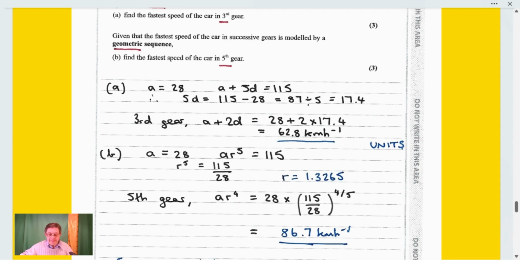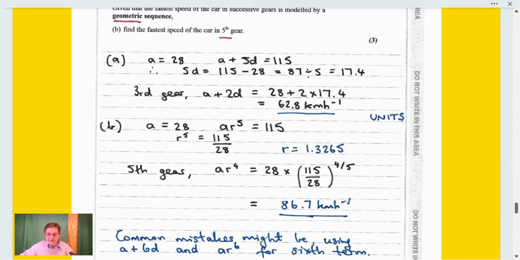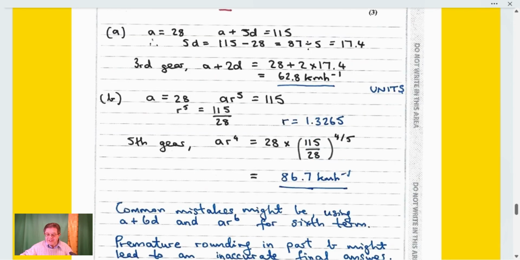Part B of the question, we're doing the same thing except treating the sequence as geometric. So the first term A is still 28. The sixth term, AR to the 5, is 115. So R to the 5 is 115 over 28, which is 1.3265 to 4 decimal places. So the fifth gear will be AR to the 4, which turns out to be 86.7 kilometers per hour. That's not exact. What degree of accuracy do we require? Well, it says on the front of the paper, 3 significant figures unless stated otherwise. So 86.7 kilometers per hour.